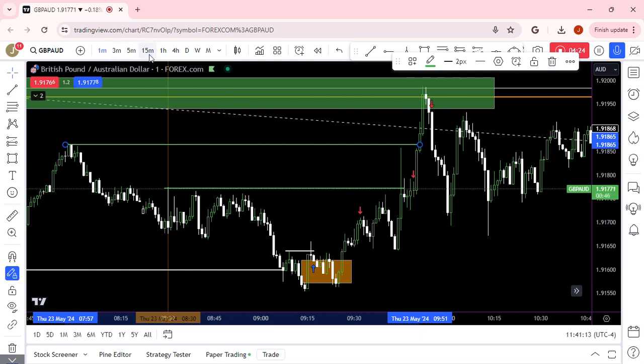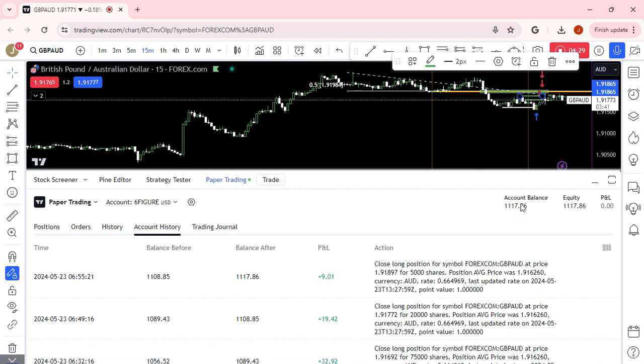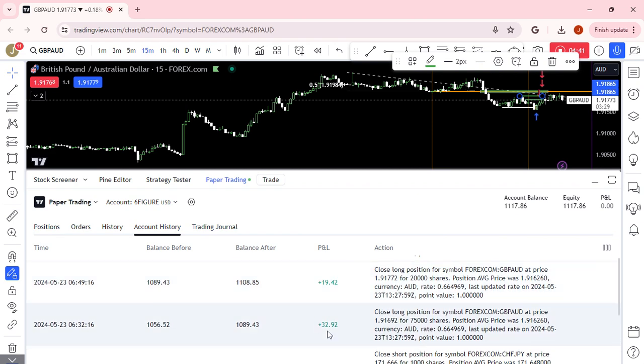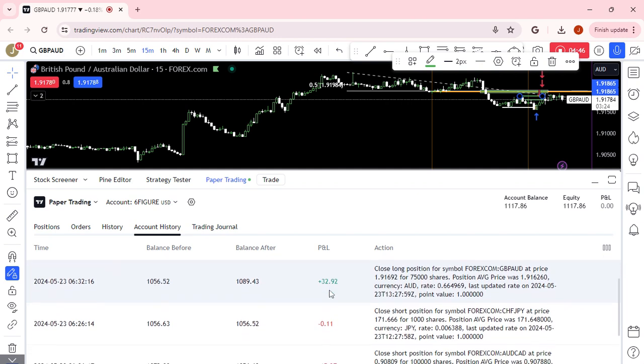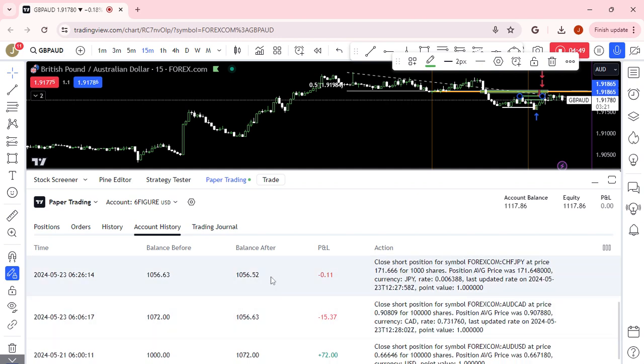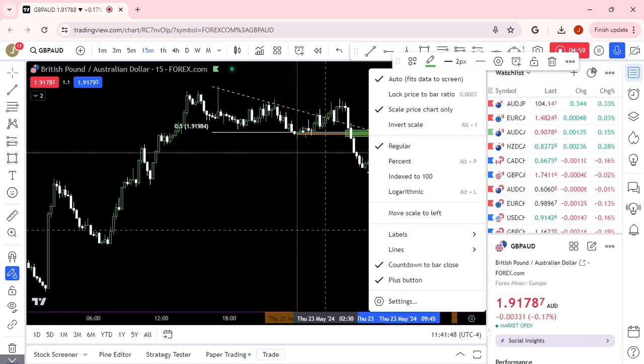So this is GBP AUD. I'm going to show you paper trading. The account balance, I started with 1,000. This is demo trading right there, paper trading. And the account is almost 1,100. And this is today's business, plus 32, plus 19, plus 9. And also I want to show you this pinch that I got prior to this trade, which is AUD CAD. Let's take this off.